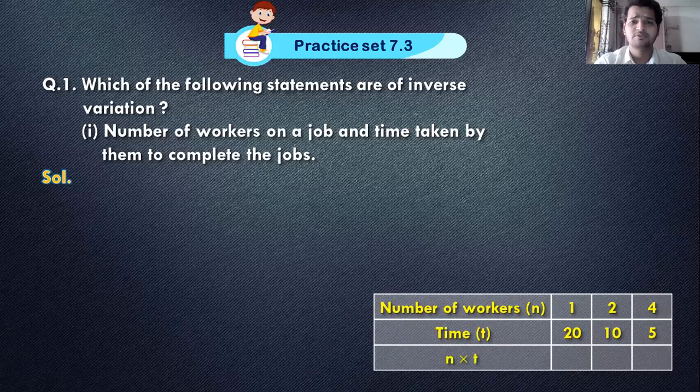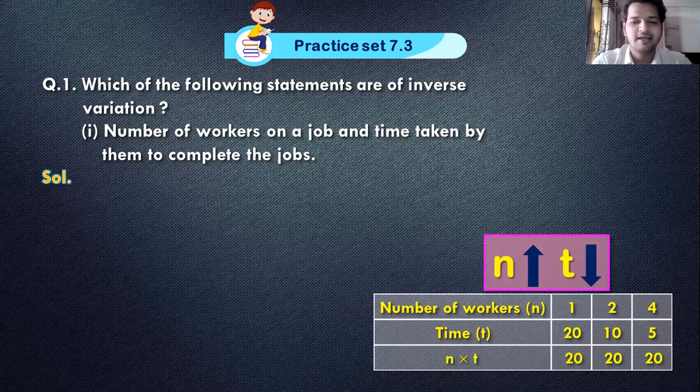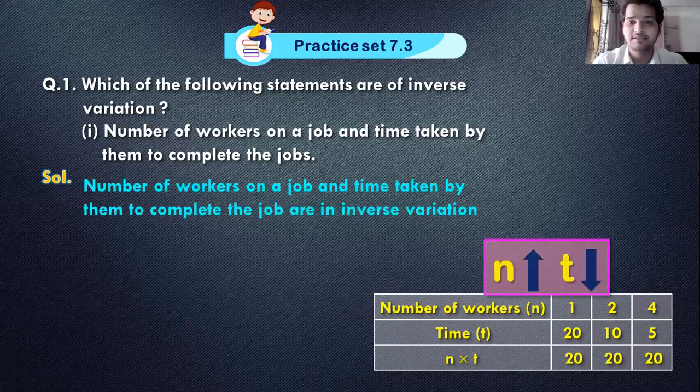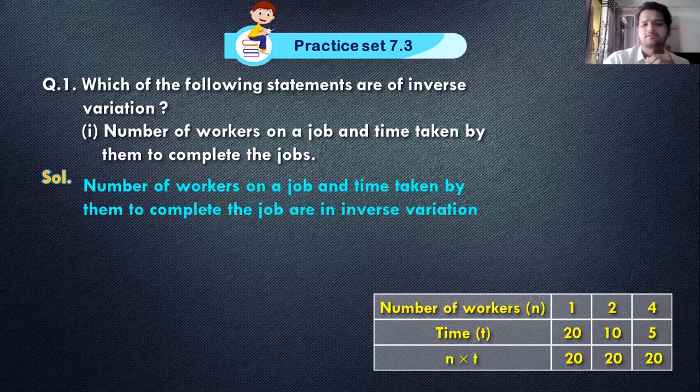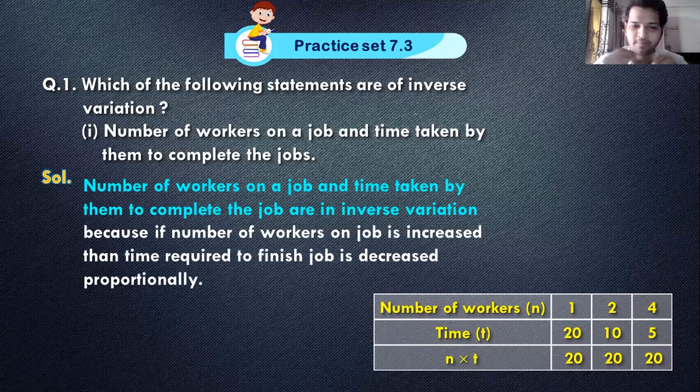And if you observe inverse variation, what do you do? You multiply, right? n into t. Correct. So every time, what is the answer? 20. So in this case, we can decide that if the number of workers is increasing, the time is decreasing. So they are in inverse variation. Is this clear to all of you?